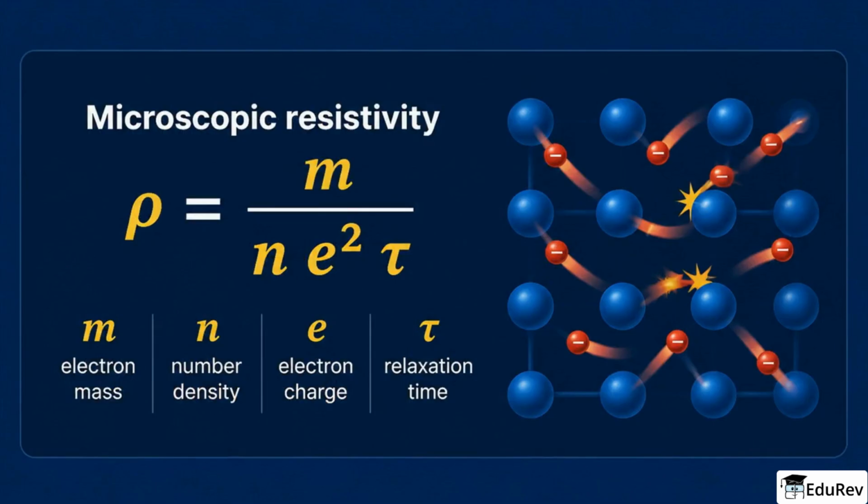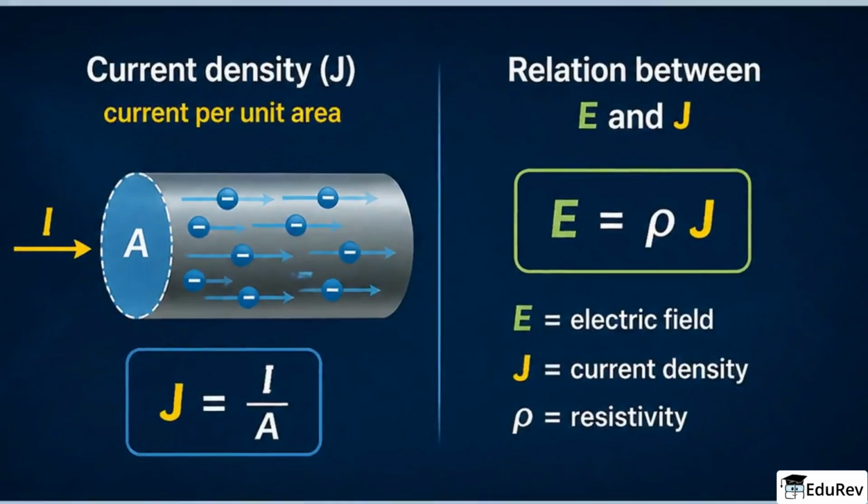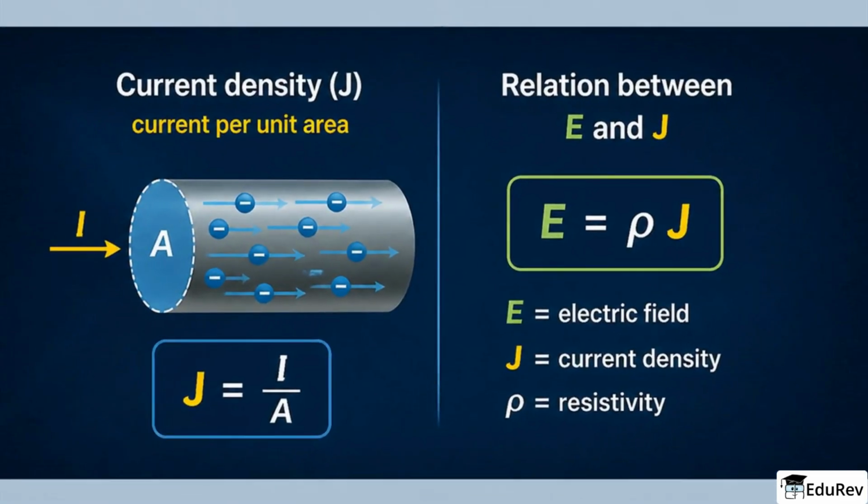Microscopically, resistivity equals mass divided by the product of number density, charge squared, and relaxation time. So rho equals m divided by the quantity n times e squared times tau. Current density J is current per unit area. So J equals I divided by A. And the electric field E and current density relate as E equals rho times J.